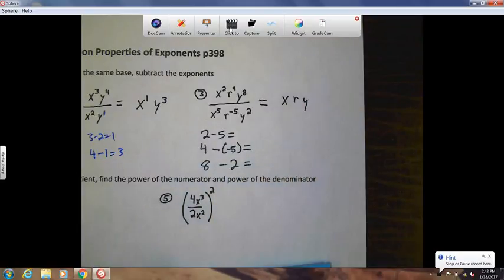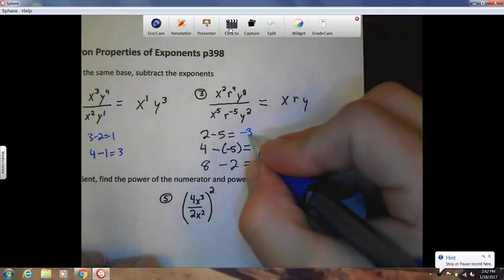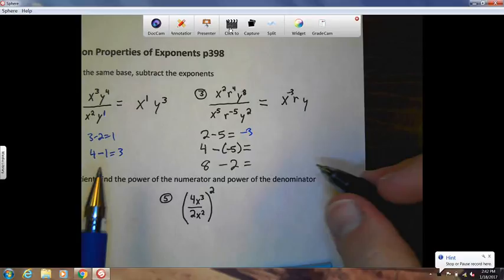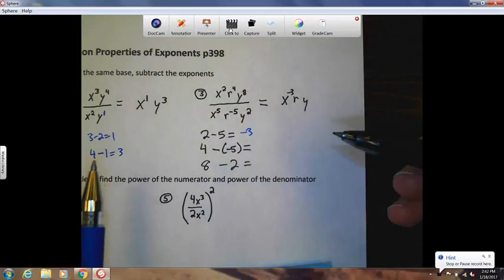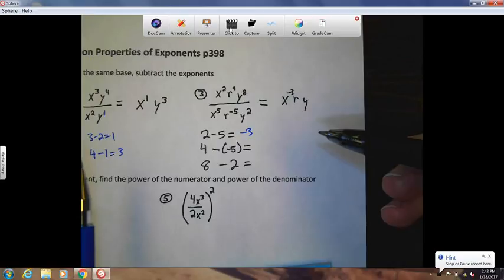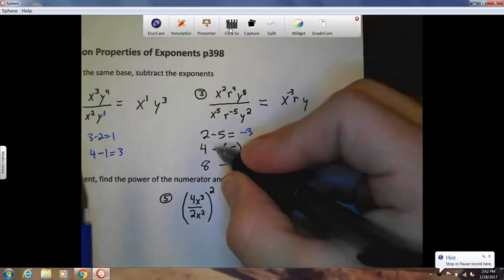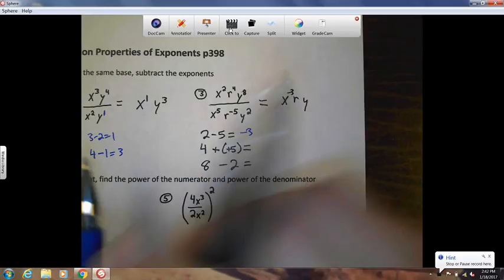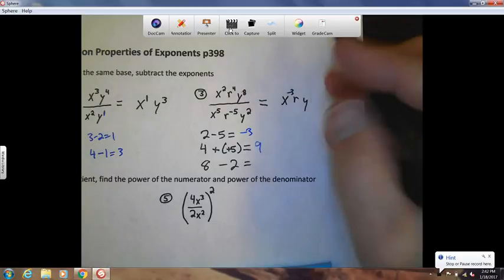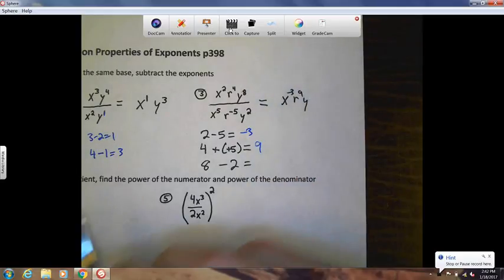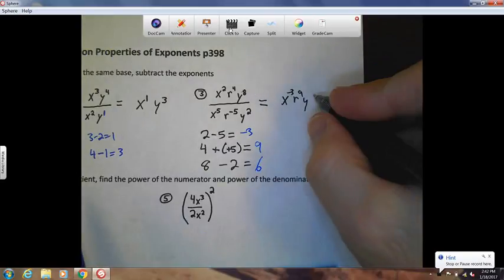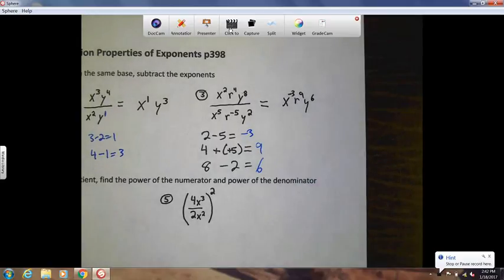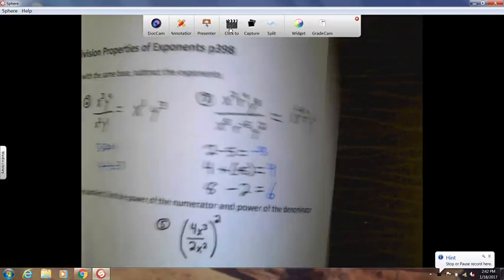Okay, so for X, 2 minus 5, negative 3. So that's X to the negative third. For R, I have 4 minus a negative 5. This is where you use addition of the opposite. 2 marks with your pencil. 1, 2. So it's 4 plus 5. So that's 9. And then I have Y to the sixth. So there you go. Let's look at the next thing.